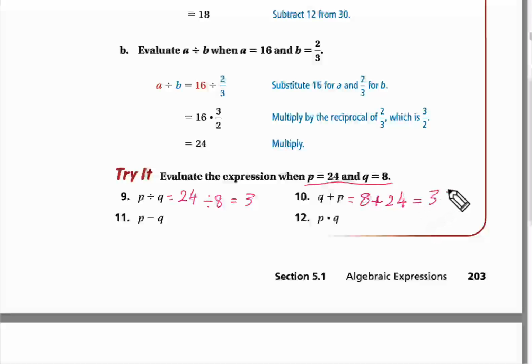32. Okay, thank you, Omar. Fahad? Yes, teacher. First, we will substitute. P first. So P is 24, minus Q, which is 8. 24 minus 8 is 16. Okay, thank you. Teacher, the lesson is very easy. Thank you, Fahad, that's great.